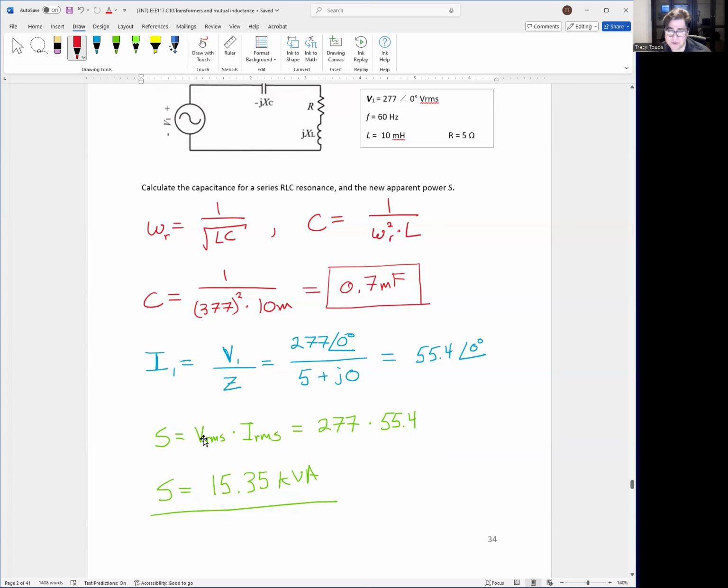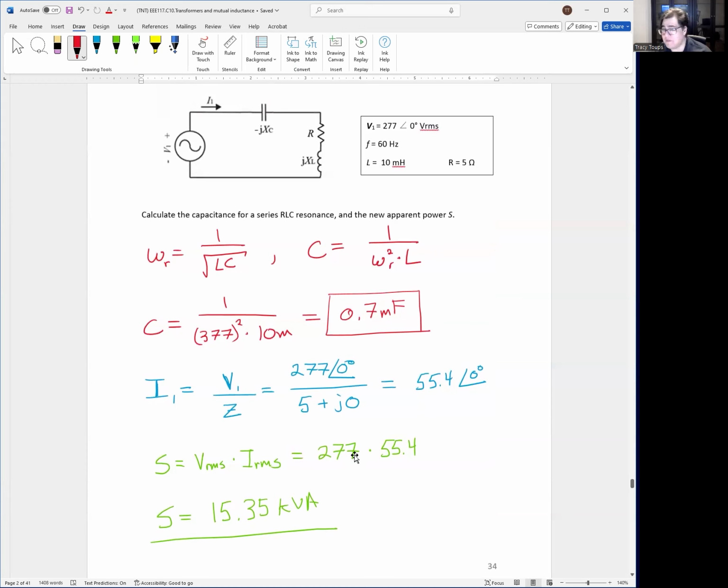So S equals V times I, where V is still 277, but now the current is 55.4. So by lowering impedance, we let more current through, so we're getting more net power to the resistor by using this series RLC resonance. And that's a big advantage, because now I could get more. Number one, you get more power to the load.